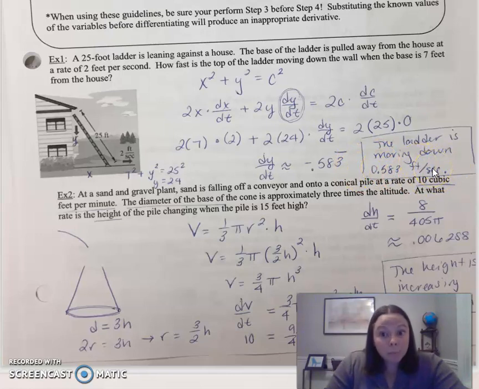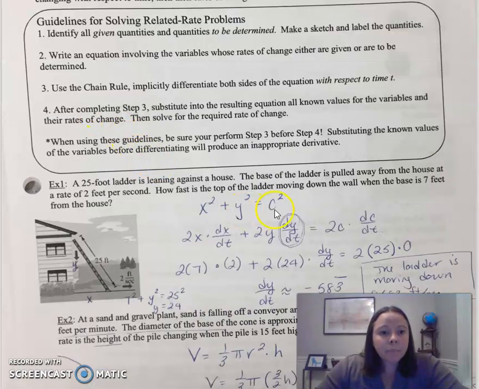And if you want to be even more specific, you could also say when the base is 7 feet. That kind of gives that time element to it. Okay, so noun, unit, and then time would be the best sentence. Okay, so now if we come back up here, so here's the guidelines.